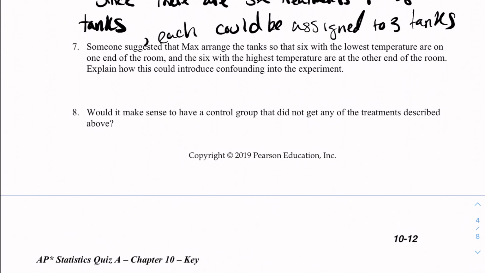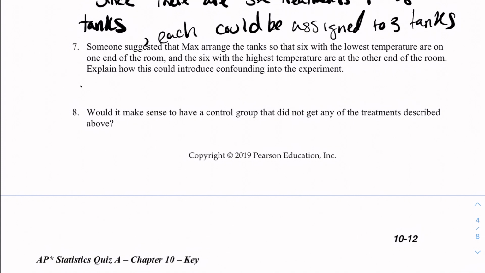Someone suggested that Max arrange the tanks so that the 6 with the lowest temperature are on one end of the room and the 6 with the highest temperature are at the other end of the room. Explain how this could introduce confounding into the experiment. Well, I just think about the location. There could be something about the location in the room that affects the growth of the mussels. Maybe sunlight, maybe where the air conditioner is positioned. There's a bunch of different factors that room placement might have. If this is the case, Max wouldn't be able to tell whether the location in the room or the treatment was responsible for the observed growth.